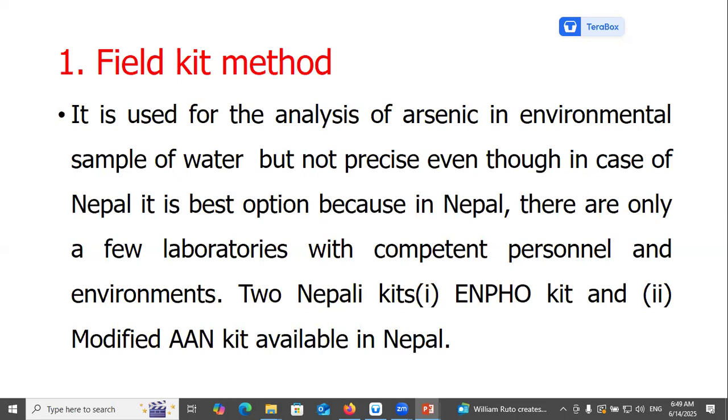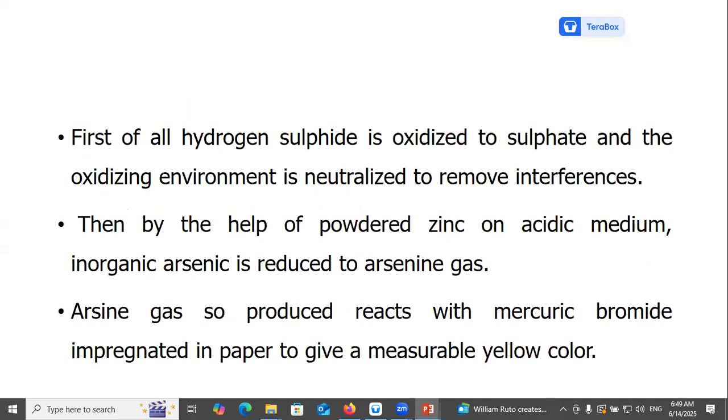Two Nepali kits, the ENPHO kit and the modified kit, are available in Nepal. First of all, hydrogen sulfide is oxidized to sulfate and the oxidizing environment is neutralized to remove interference. Then with the help of powdered zinc in acidic medium, inorganic arsenic is reduced to arsine gas. Arsine gas so produced reacts with mercuric bromide impregnated in paper to give a measurable yellow color.